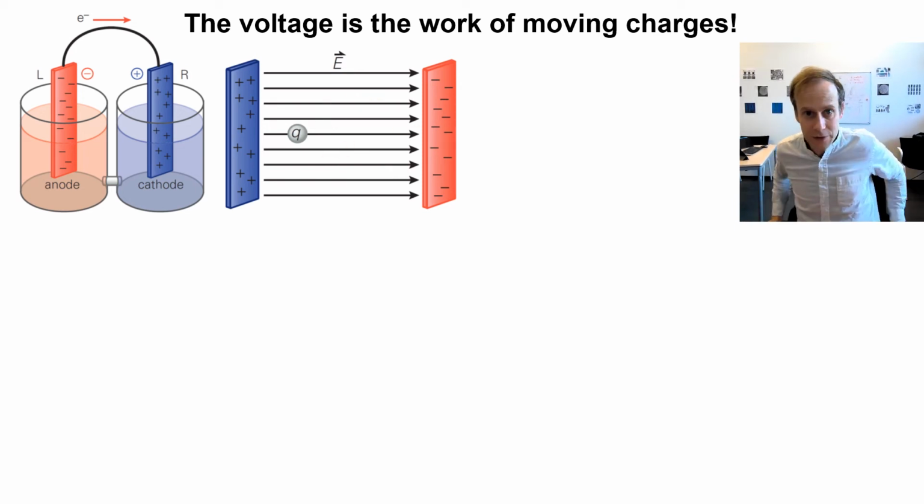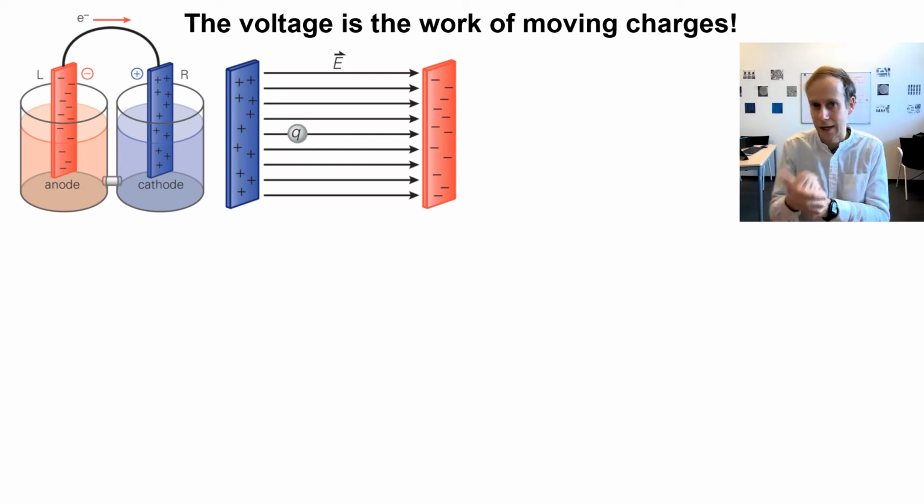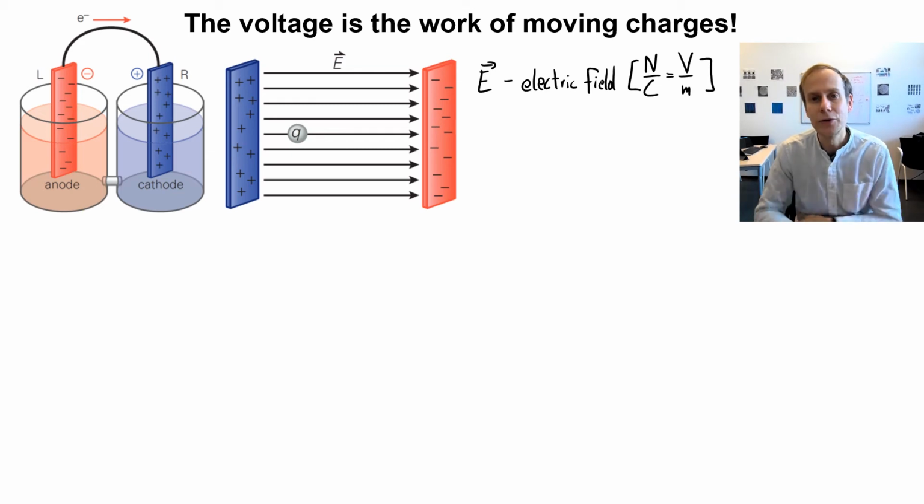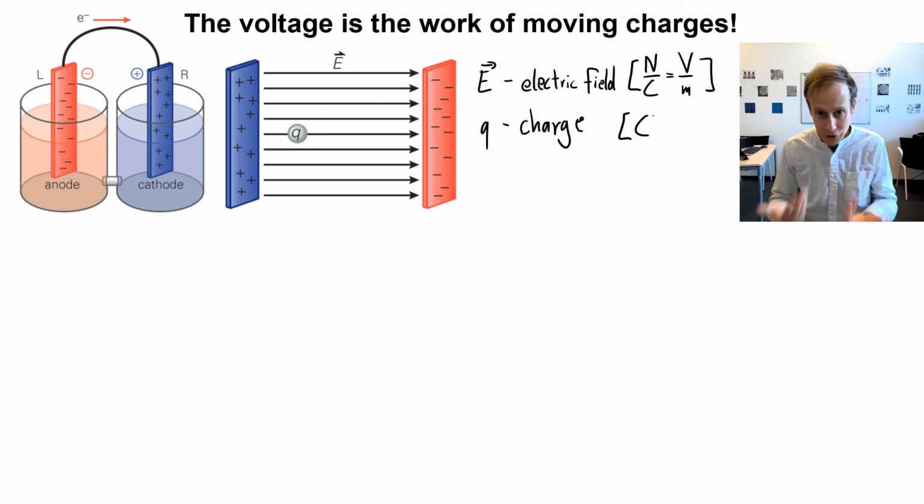The electric field is a vector with X, Y, and Z components. That's why we put an arrow on top of the E here. So the electric field has the unit newtons per coulomb, newtons per charge. It can also be expressed in volts per meter. The charge, on the other hand, has the unit coulomb.